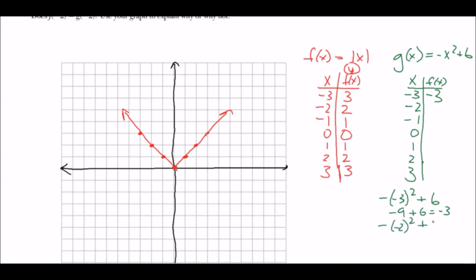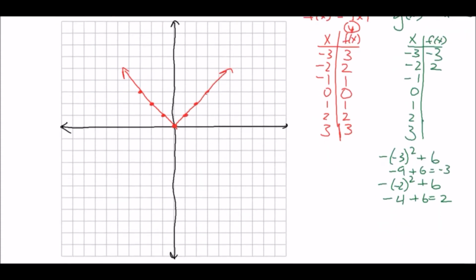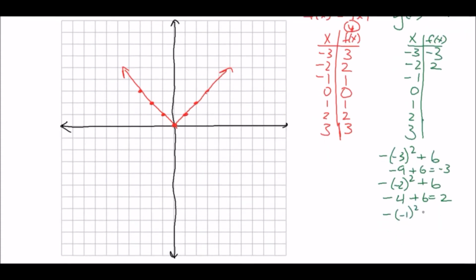-2 squared plus 6 would be negative, and again, this would be +4, but there's still the negative from the front. What we get is +2. -1 squared plus 6, that's 1. So this is -1 plus 6, which is 5. And we have a 0, and that's just going to be 6, because 0 squared is 0, -0 is still 0. So we get 6.